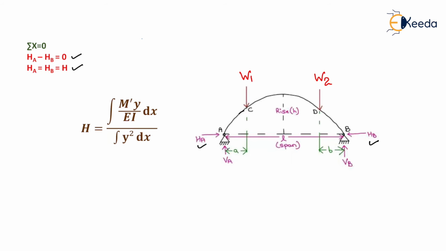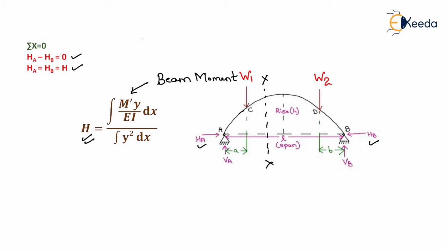Now here M dash is known as beam moment. Now beam moment can be determined by taking the vertical forces only. Now to calculate the beam moment along a particular section, we need to consider only the vertical forces. Now by calculating the value of integration M dash y upon EI into dx, upon integration y square dx, we will get the value of redundant force H.